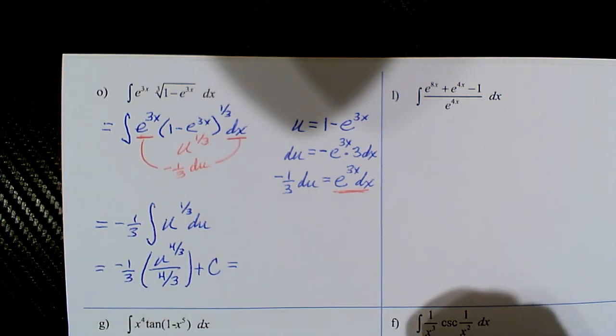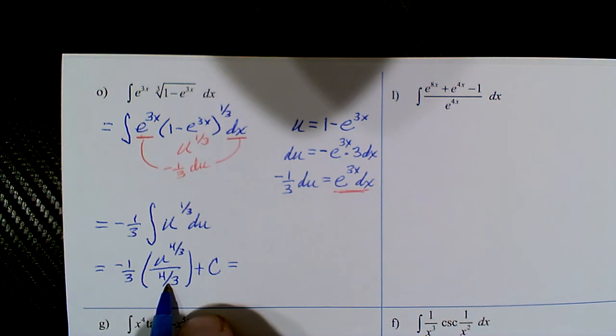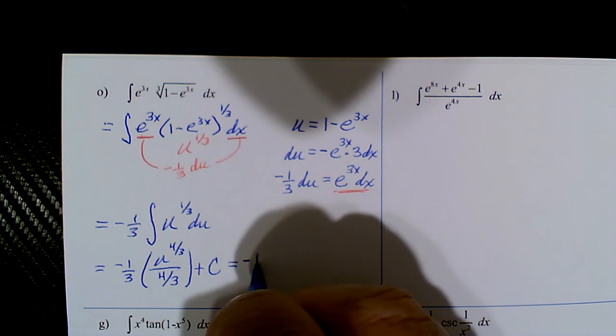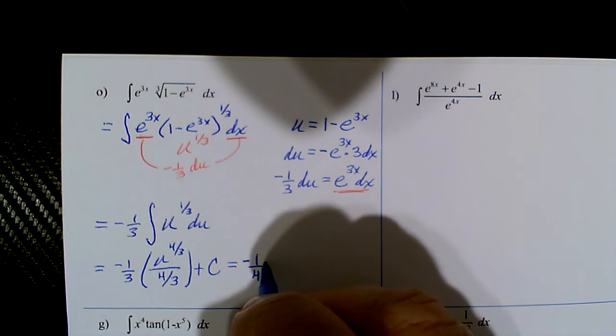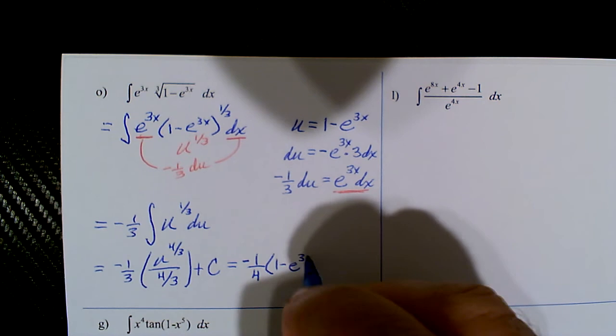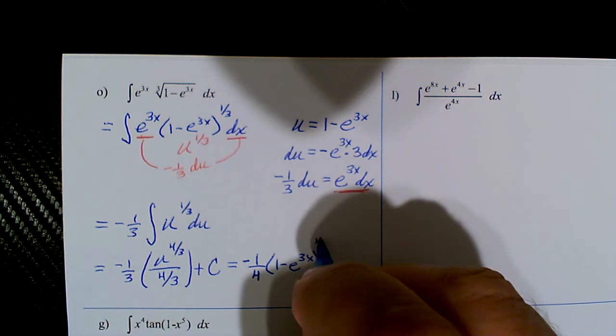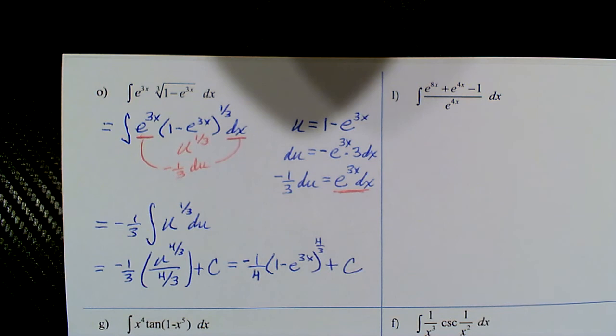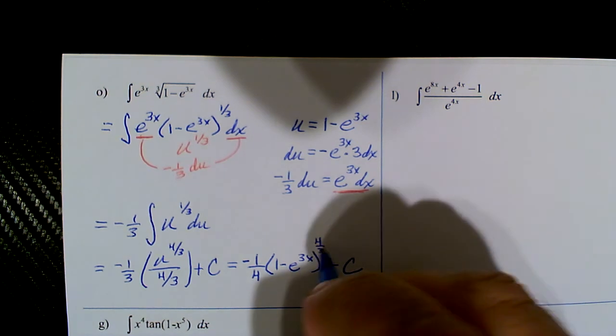And then I'll just finish this off to the side. Going to invert and multiply the 4/3, so negative 1/3 times 3/4. Cancel the 3's, we get negative 1/4. Let's put back our u. It was 1 minus e to the 3x, now to the positive 4/3. And don't forget the constant of integration.